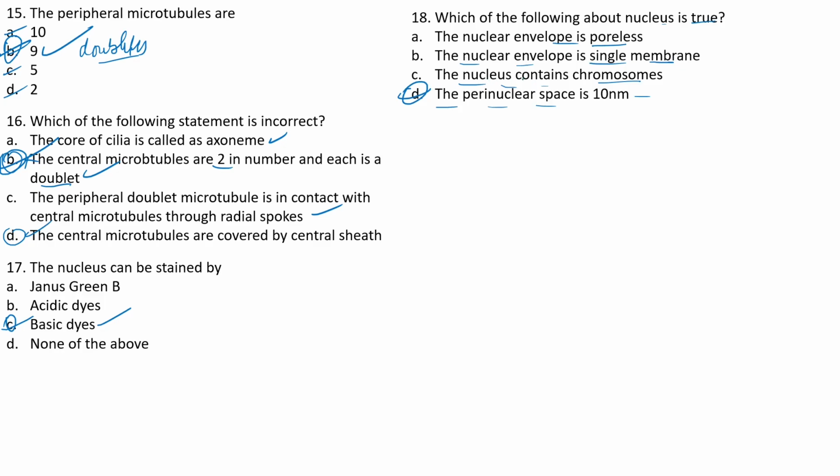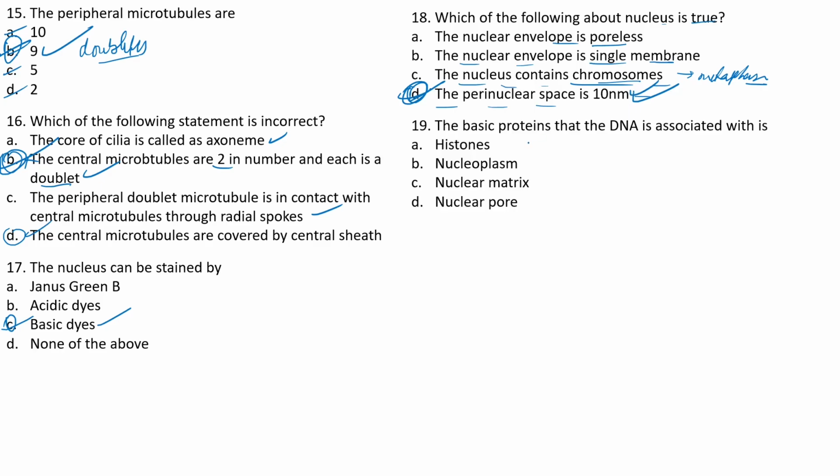You can say the C option, the nucleus contains the chromosomes, right? See, the chromosomes are mainly formed during the metaphase, remember, and during the metaphase stage, the nuclear envelope is completely disappeared. It is not present at that particular moment of time. So hence we can say that nucleus contains mainly chromatin, not the chromosomes. Remember that. So the D is more appropriate for this particular question. Hence we can say D is our right answer. The perinuclear space, that is the space between the inner and outer membrane of the nuclear envelope, is 10 to 50 nanometers. So 10 they have mentioned, we can consider D as our right answer.